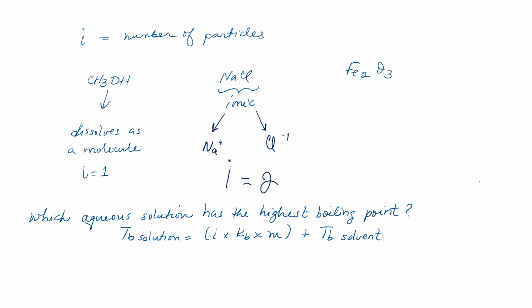So I have Fe2, that's my subscript that's telling me that I have 2 ions of iron, and then I have my subscript for oxygen, which is 3. So that compound is composed of 2 ions of iron and 3 ions of oxygen. The total number of ions is going to be 5. That's the number of particles that you have. So for this compound, Fe2O3, the numerical value of i is going to be equal to 5.